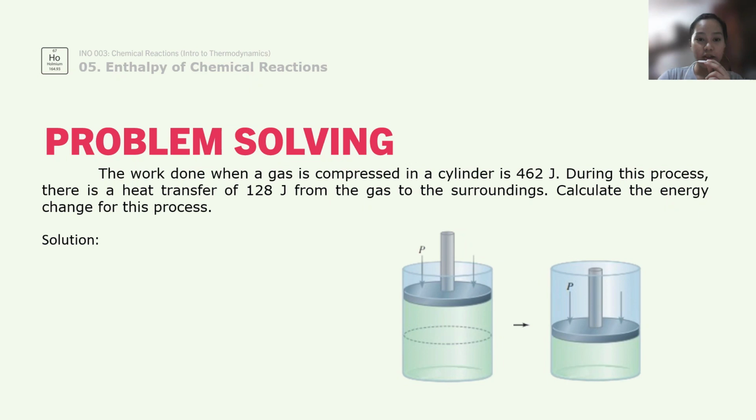Using the equation of internal energy, let us insert the values given for heat and work. Since heat is transferred from the system to the surroundings, it will have a negative sign. On the other hand, since work is done on the system by the surrounding, it will have a positive sign. We will arrive at a change in internal energy of 334 joules, and since it is a positive value, the change in internal energy is an increase.